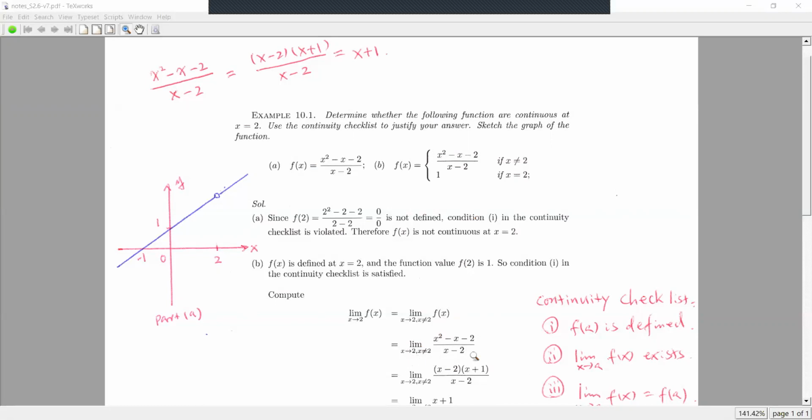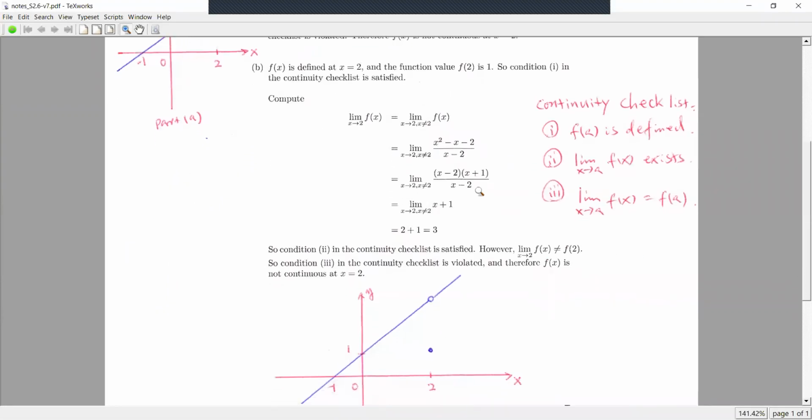To compute this limit, we can use direct substitution. Plug in 2 in x, then we have 0 over 0. We cannot tell the limit. So we need to simplify the function. Factor the polynomial on the top, then we have this equation. Cancel x minus 2, then we have this equation.